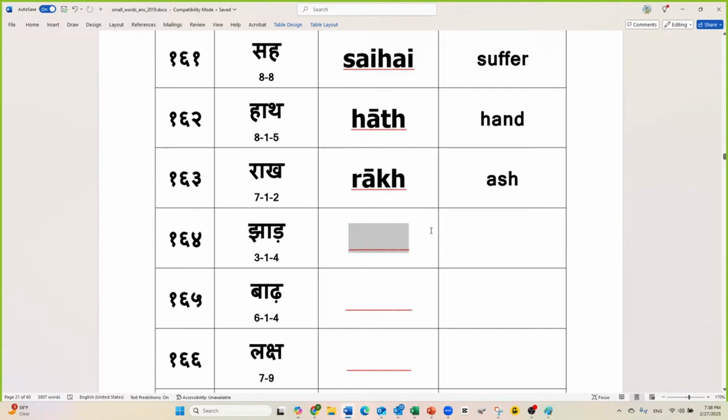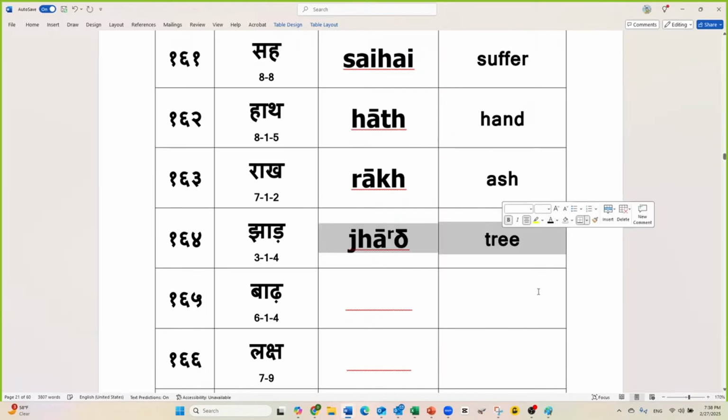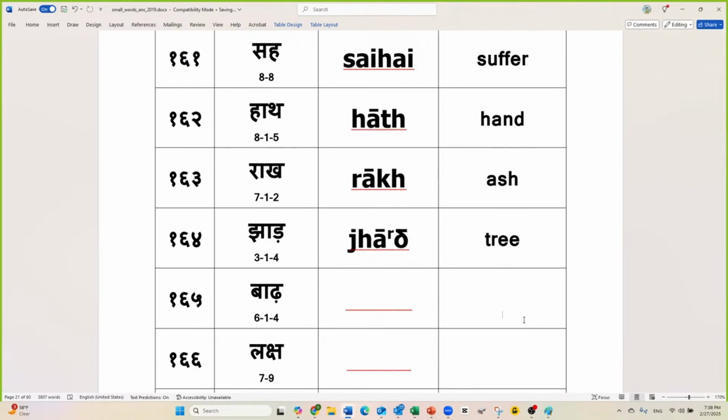Say झाड़. Okay, झाड़ is a tree. Okay, write it down. And then Kavina, give me an English sentence with the word tree in it.